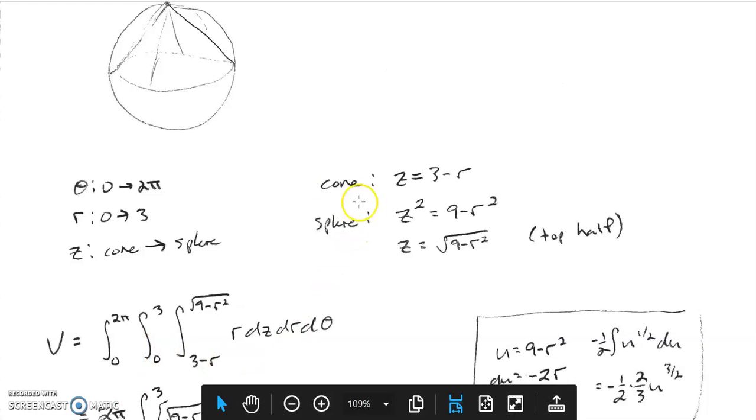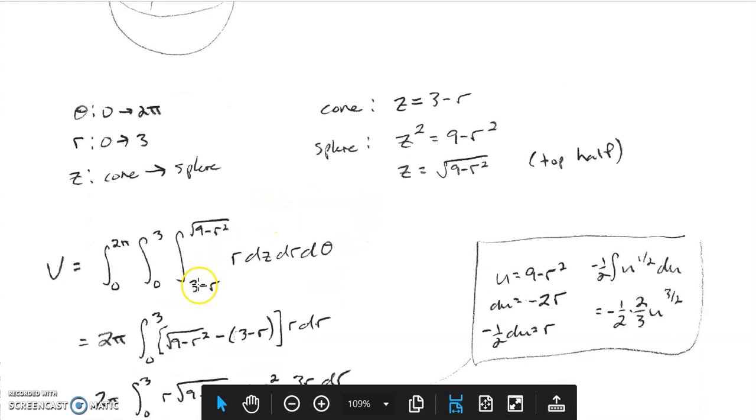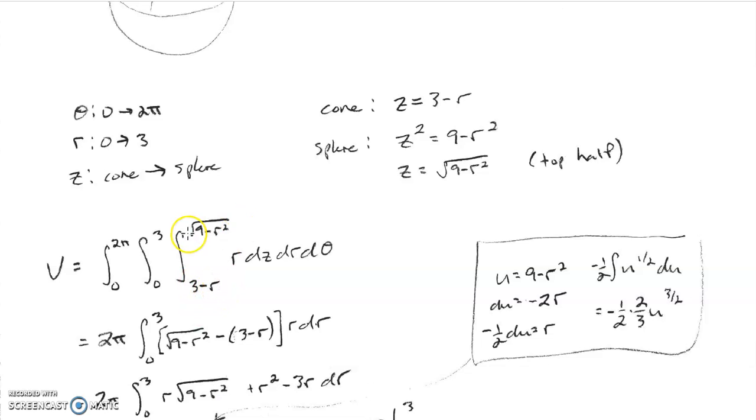So from here, that's all my bounds. I am going to integrate from 3 minus r to the sphere, root 9 minus r squared, on my z's. This r is part of the volume element, r dr d theta from polar, but now with an extra dimension. I go 0 to 3 and 0 to 2 pi.